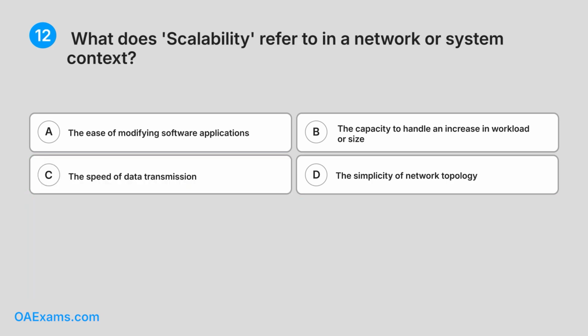12. What does scalability refer to in a network or system context? A. The ease of modifying software applications. B. The capacity to handle an increase in workload or size. C. The speed of data transmission. D. The simplicity of network topology. Do you know the answer?